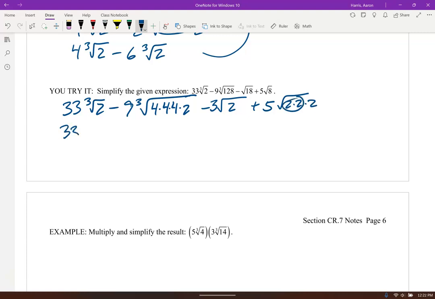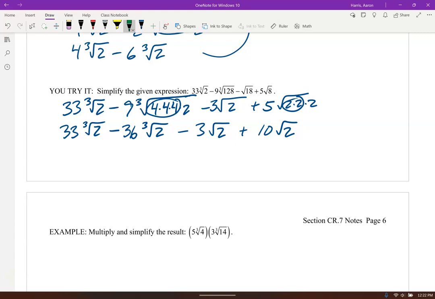So let's see, we've got 3 times the third root of 2 minus 9 times the third root of 128. So 4 comes out. 9 times 4 is 36, third root of 2, minus 3 square root of 2 plus 5 times 2, 10 root 2.